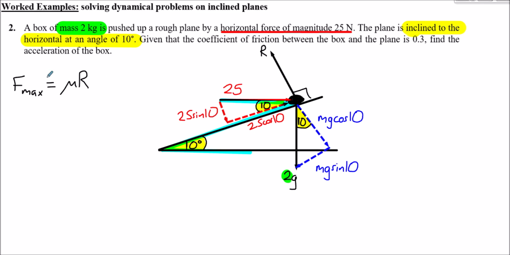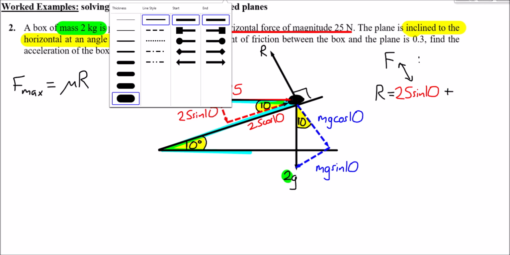So now we can work out the maximum friction. But first of all, we need to work out R. And so if we consider forces going perpendicular to the slope, they'll be balanced. So therefore R, which acts perpendicularly up from the slope, will be equal and opposite to the components acting perpendicularly down from the slope. So R will equal 25 sine 10 plus mg cos 10.